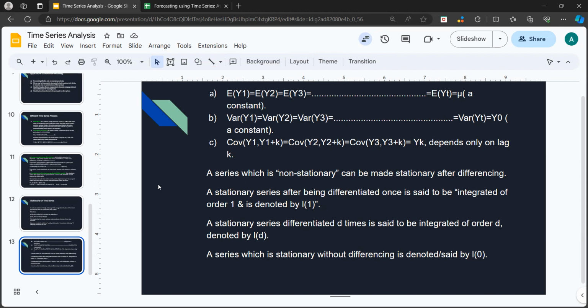We have less than a minute now because it's only a 40-minute session. If after differencing one time the series becomes stationary, we call it integrated of order one. If after d times differencing it becomes stationary, we call it integrated of order d. So this is a basic introduction.